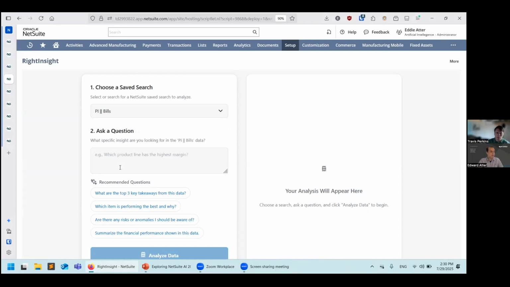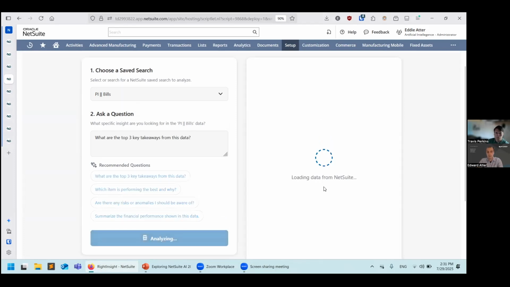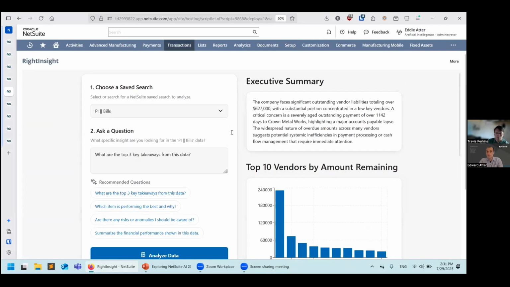And I'm going to ask it for, let's say, the top three takeaways from this data. These are some recommended questions. I can type anything else I want in here if I wanted to focus on something else. I'm just going to click Analyze Data. That's going to pull that report from NetSuite, read the data in that saved search, and then provide some insights based on our question here.